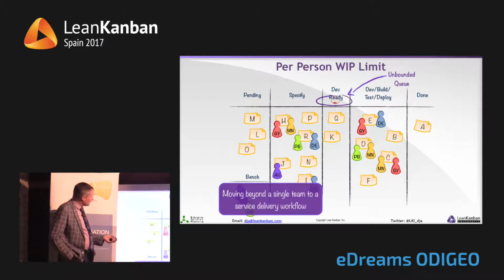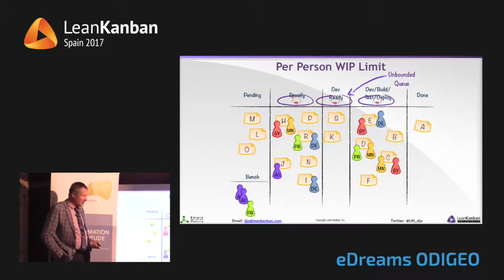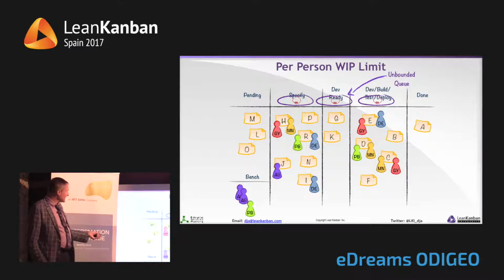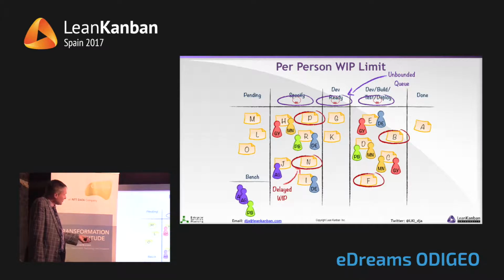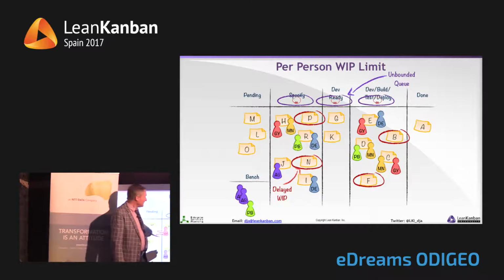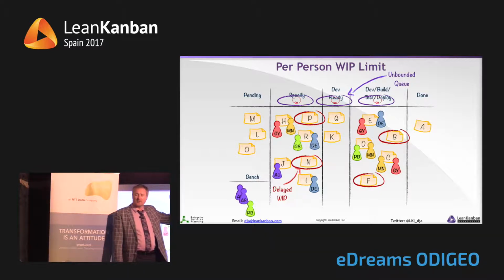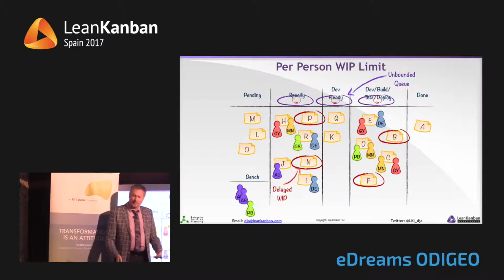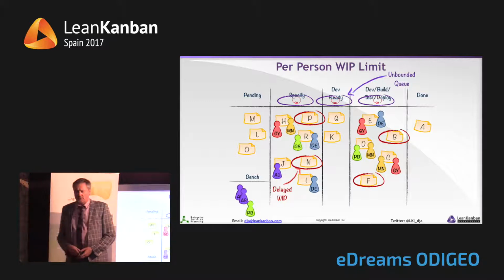Now, the issue with this is that the system isn't limited. There's potentially an infinite number of tickets in this system, but the people are not overburdened. But there's a lot of tickets that nobody's working on. They're just queuing, waiting, delayed in some way or another. So from a customer perspective, a ticket goes in here, and they've no idea when it's coming out the other end. But the individuals feel good about themselves because they're not overburdened.